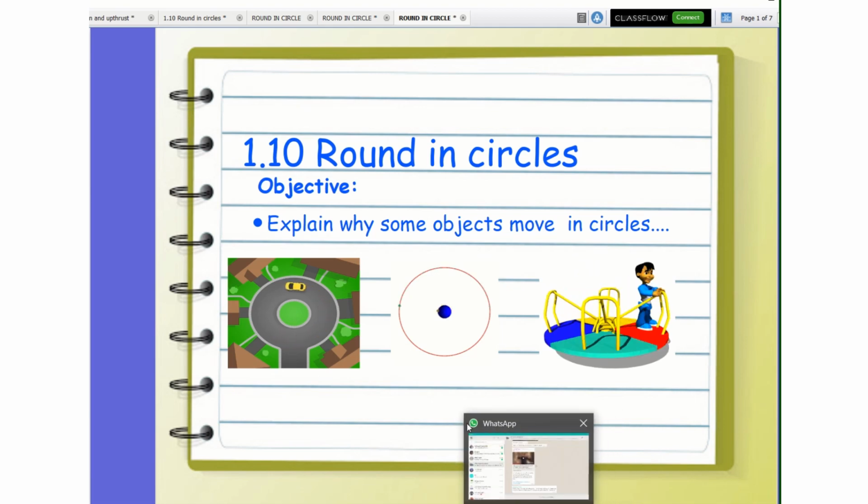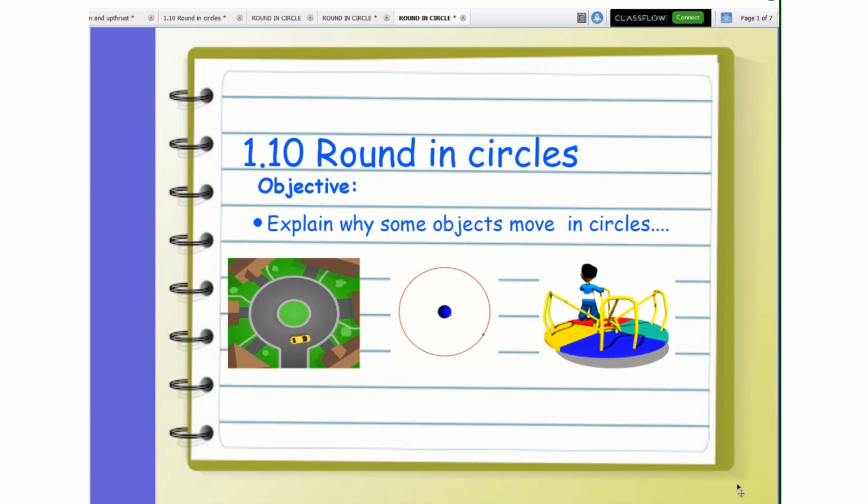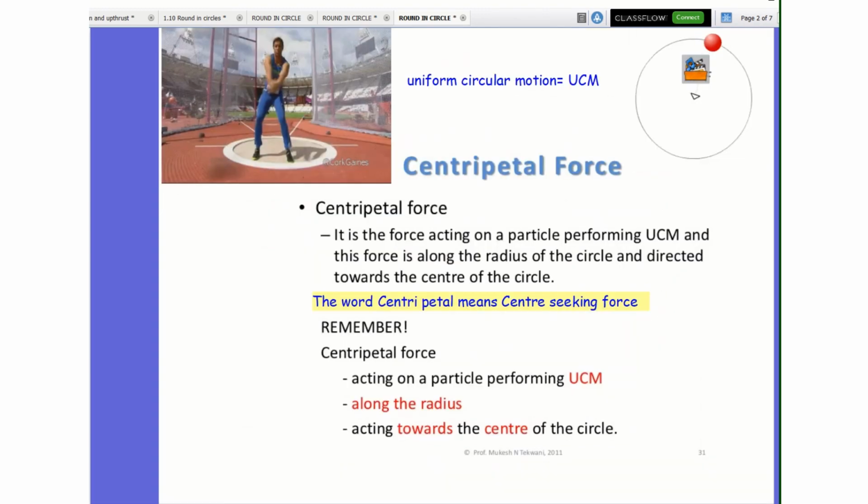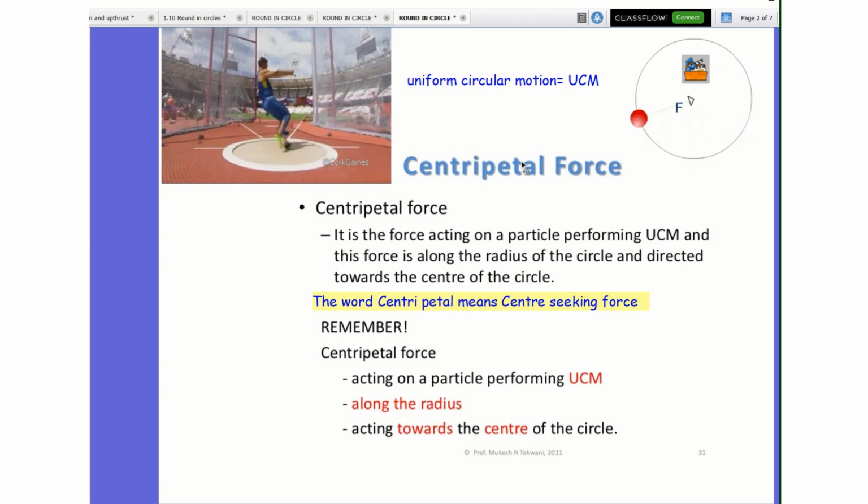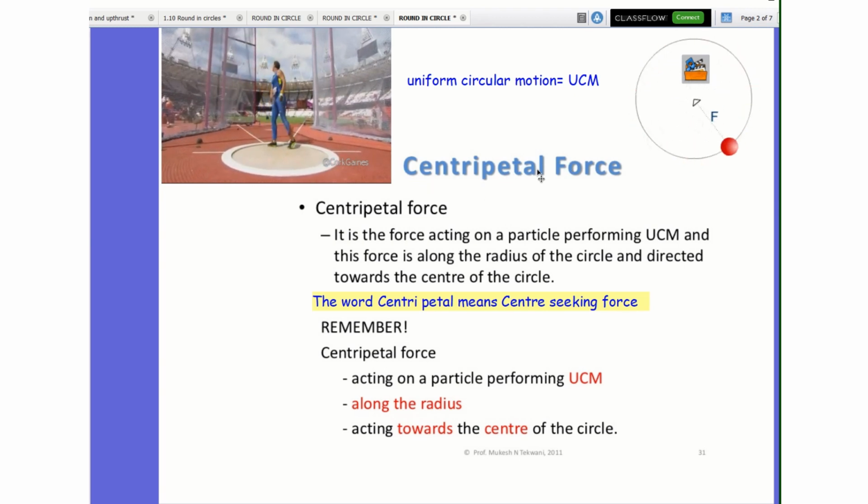Hi everyone. Today we are going to learn the lesson Round in Circles, lesson number 1.10. Today we are going to learn why some objects move in circles. Do we know that? It is because of the centripetal force.